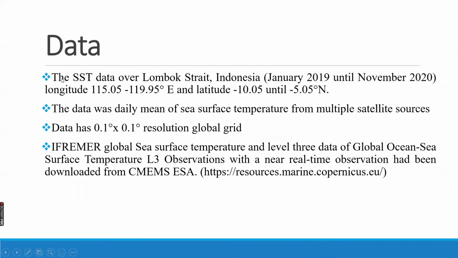So the data that we retrieve is from this longitude and latitude over January 2019 until November 2020. The data was the daily mean sea surface temperature from multiple satellite sources, and the data is in a global grid of 0.1 by 0.1. This data is from the IFREMER France global sea surface temperature and from the global ocean surface temperature level 3 observation from the CMEMS ESA.